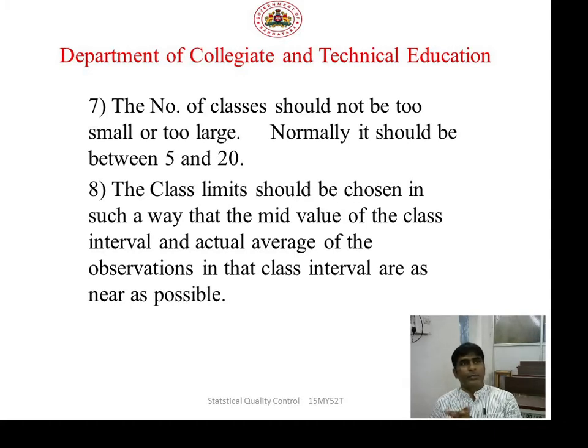Next, the class limit should be chosen in such a way that the mid value of the class interval and the actual average of the class should be as near as possible. So this is important. The mid value, what is it? It is a class mark. Class mark should be very close to the average of the class. So we have taken 0 to 8. The mid value is 4, and the average of 0 to 8 is 4. Like that, the average and the class mark should be as near as possible. In that way, we should form this table.